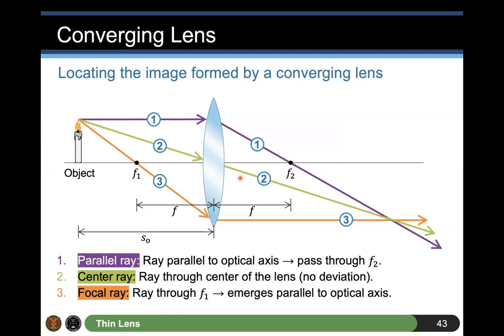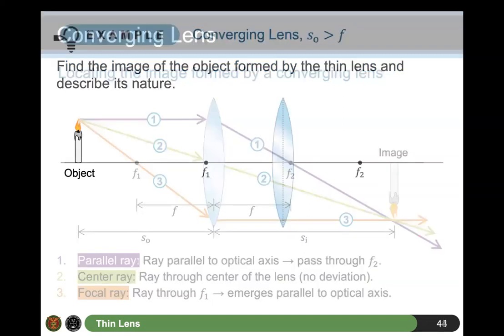So, any parallel ray will refract through F2, the second focal point. Any ray through the center will just pass through, will be transmitted. Any ray passing through the first focal point will be refracted parallel to the optical axis. And where they intersect, that's where the image is. Here we have only three rays for the ray tracing, but you can choose, again, any two.